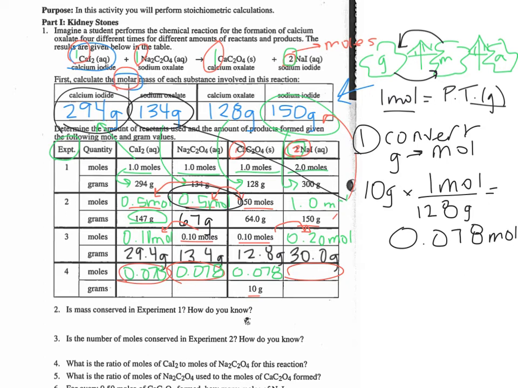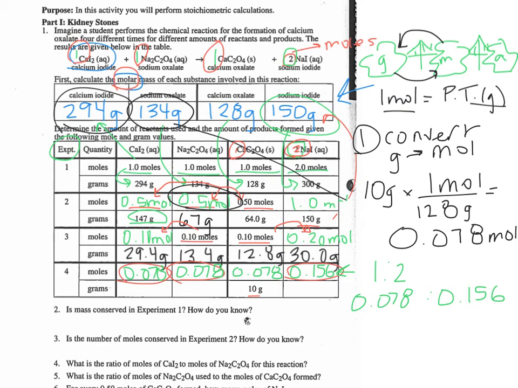Okay, so then the last one is sodium iodide. And remember, this one is a 1-to-2 ratio. So if this calcium oxalate is 0.078, then the other guy is twice as much, which is 0.156. So this one would be 0.156 moles.